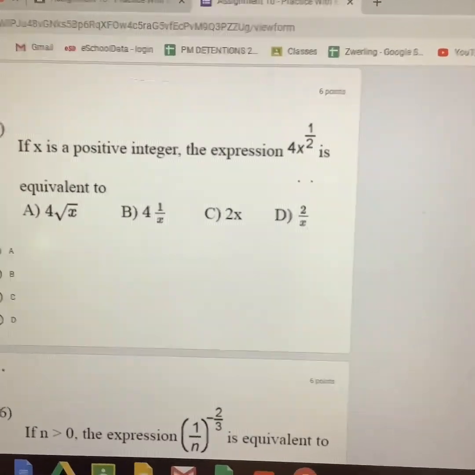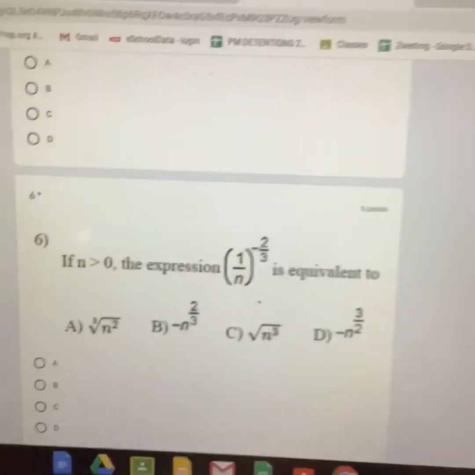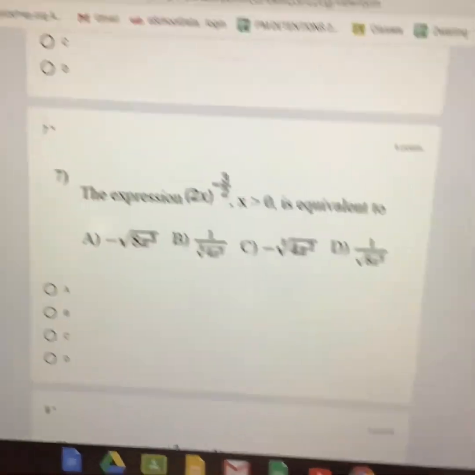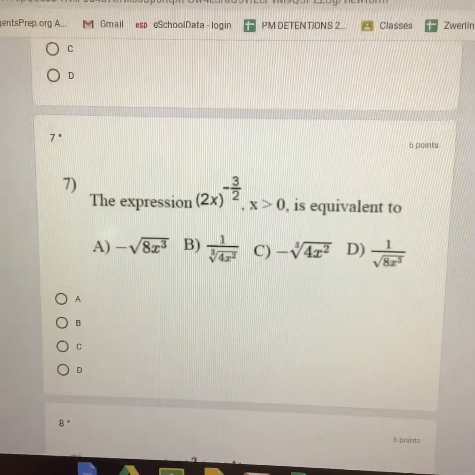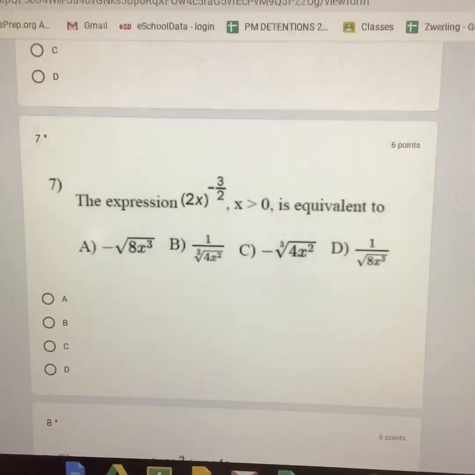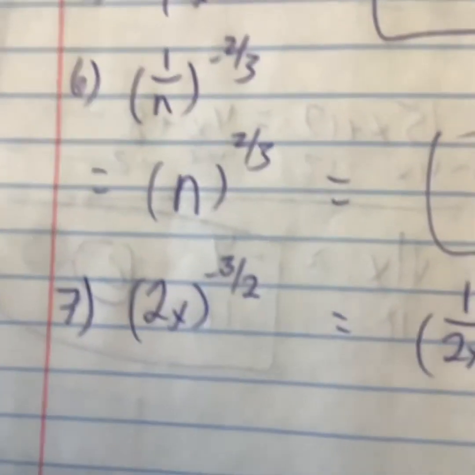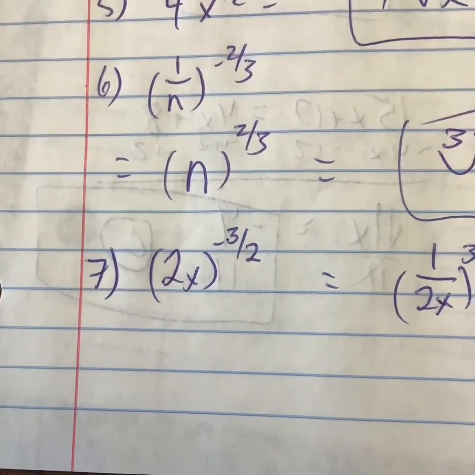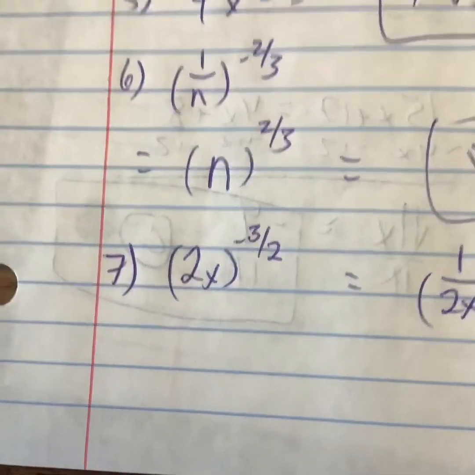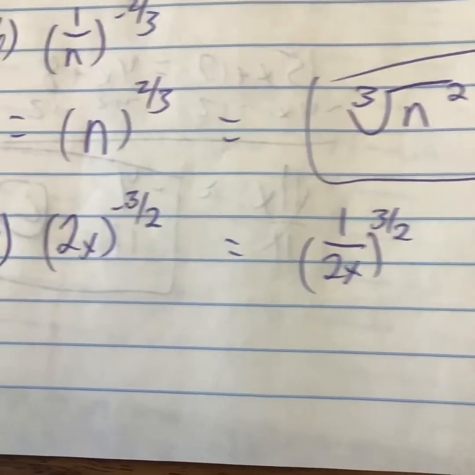Now in this problem, look at the difference between number 5, where the 4x is not in parentheses, and here on number 7, where you see the 2x is in parentheses. So that changes things up a bit. We have 2x, the whole quantity being raised to the negative 3/2 power. So since the whole quantity is being raised to the negative 3/2 power, we take the reciprocal of 2x and we get 1 over 2x.